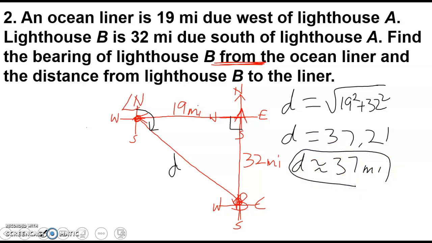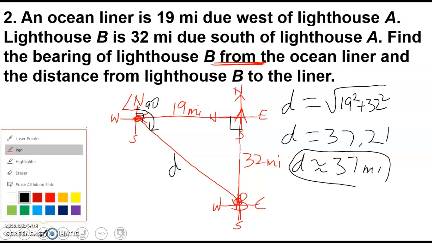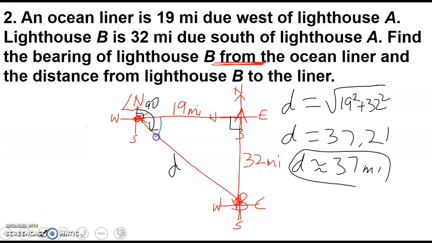Okay, so next we find the angle here. How do we know this angle? So far we know this angle here is 90 degrees. Then let's find this one. Call it theta.